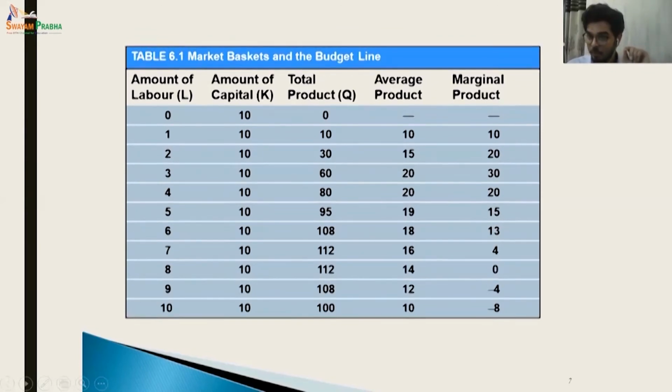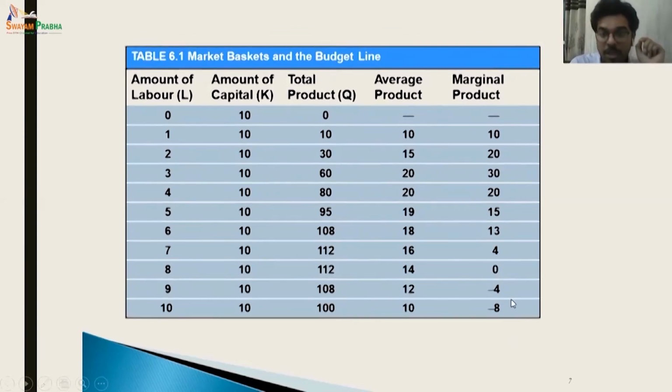increase in labor force is causing a decline in the marginal product. So if you observe here, after a certain point, total product decreases. Average product first rises, and after 4 it is decreasing, and marginal product first rises, and after 3 it is also decreasing.